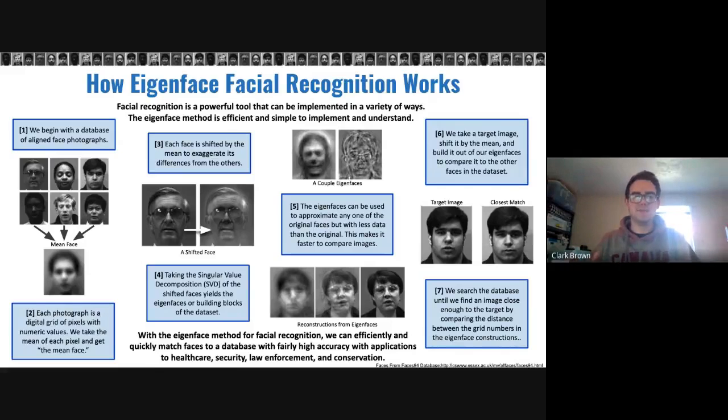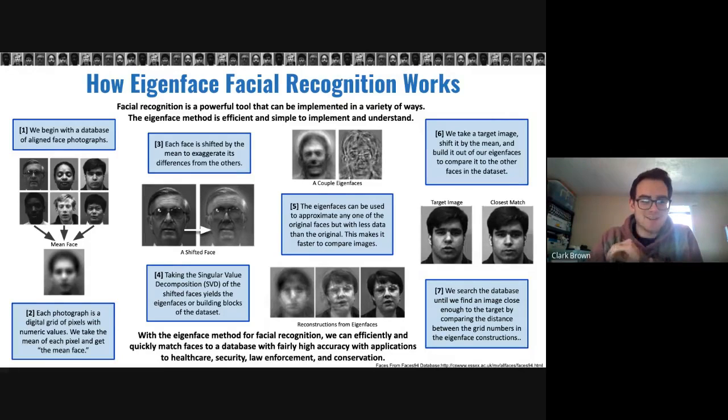You take a database of aligned face photographs, so the faces are roughly positioned in the same spot. And then really every photograph is just a digital grid of pixels, which are numbers. So we can do math as if they were matrices or a 2D array or whatever makes you feel comfortable. And so we can take the average of every single pixel, and that gives us the mean face, the average face, not like rude face. That looks kind of like an empty human.